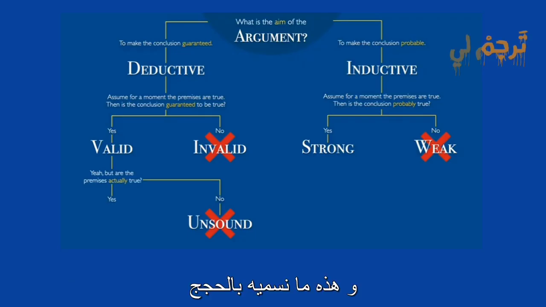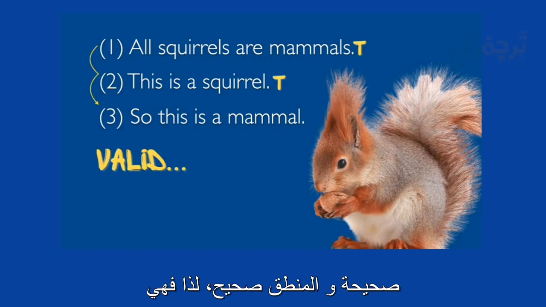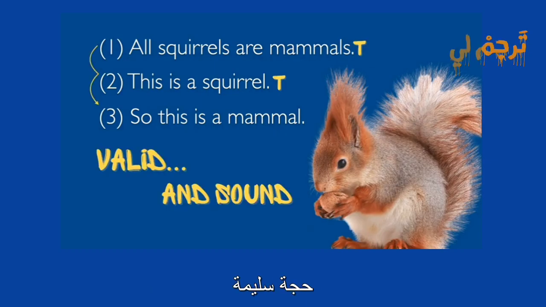Other times, a valid argument will have true premises. These are what we call sound arguments. We saw one earlier here. The premises are true, and the reasoning is valid. So it's a sound argument.